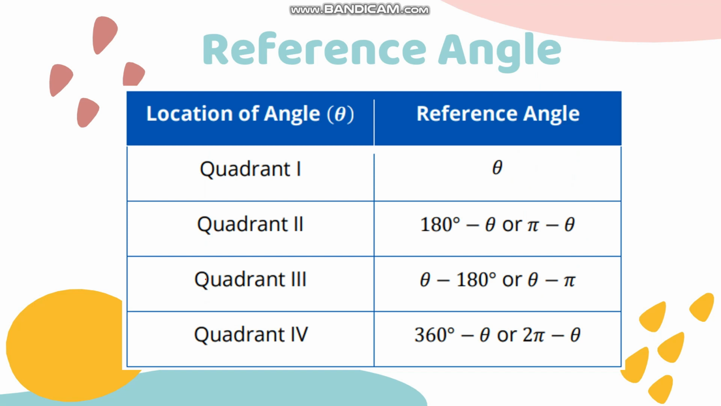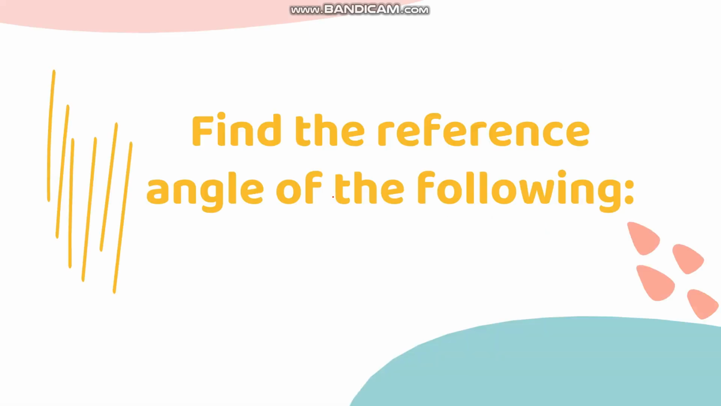And if the angle is located in the fourth quadrant, all you have to do is subtract the given theta from 360 or from 2 pi. So that will be 360 degrees minus theta, or 2 pi minus theta. Again, these are the formulas that we can use to identify the reference angle of angles given their location in different quadrants.